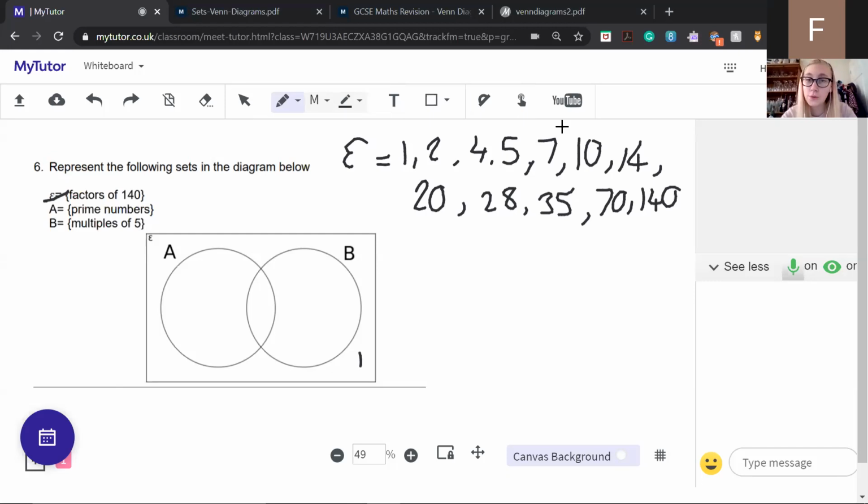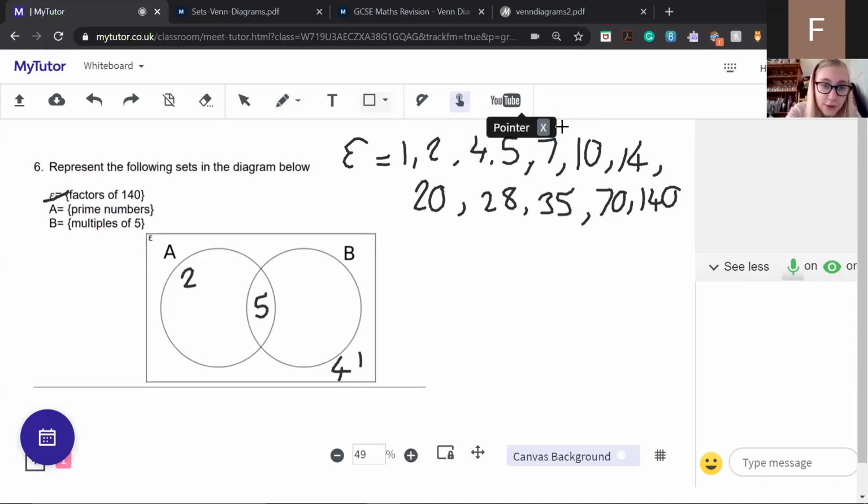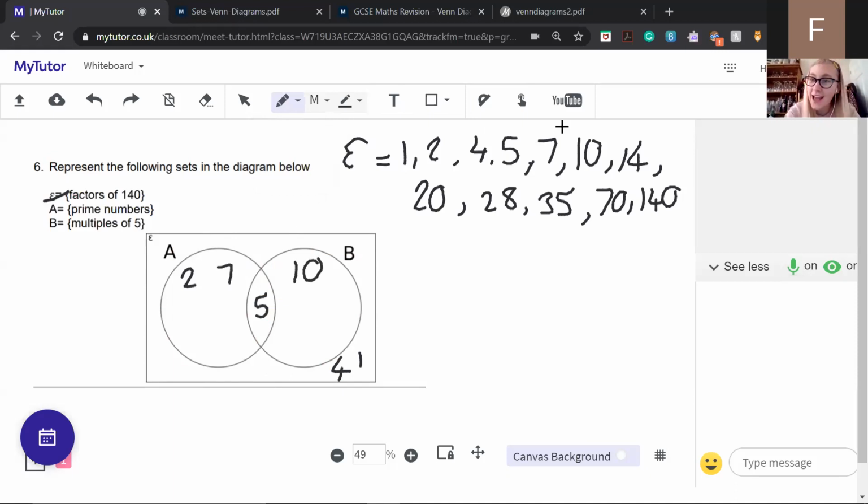Okay. 2, that is a prime number, but it's not a multiple of 5. So that goes in just A. And we can do this for all of them. So 4 is not prime, not a multiple of 5. 5, that is a prime number, and it is a multiple of 5. So 5 goes here, because it's within the circle for A, and it's within the circle for B. 7 is prime, but not a multiple of 5. 10 is a multiple of 5, but not prime. And so on and so forth.